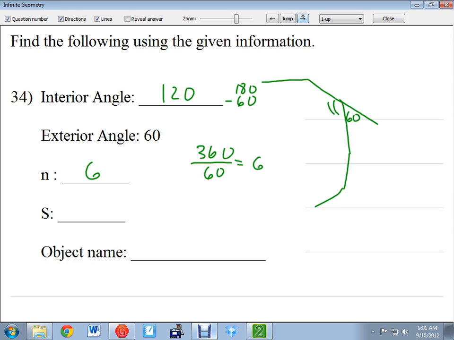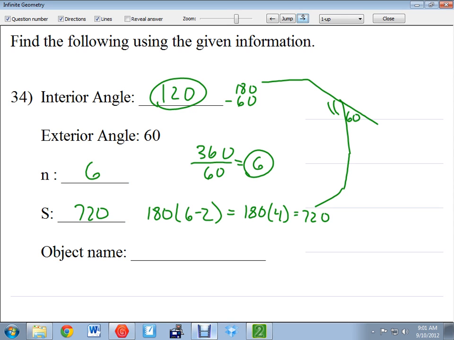A 6-sided object, we could, by the way, say that this is 180 degrees times the number of sides, 6 minus 2, and this would be 180 times 4, which is 720 degrees. We could have also multiplied the 6 angles that we have by the 120 interior angles. 6 times 120 is 720. That would be another way to get that. A 6-sided object is named a hexagon.